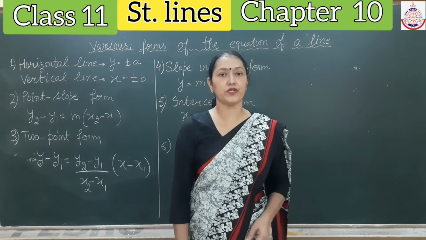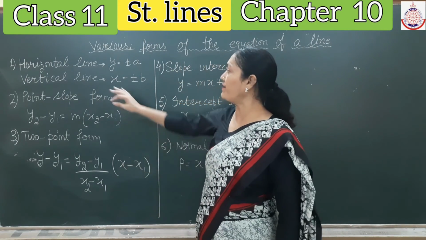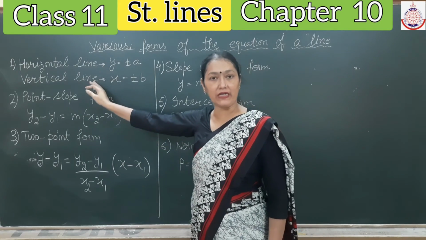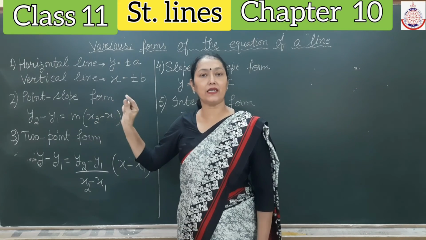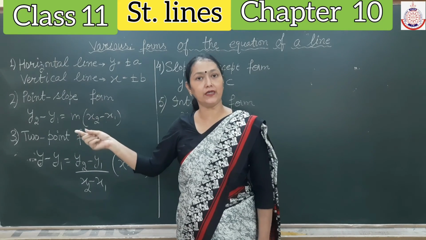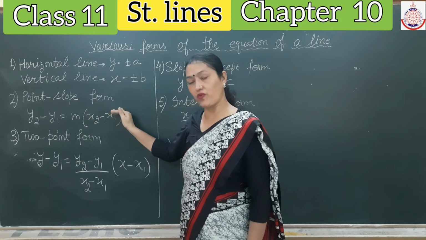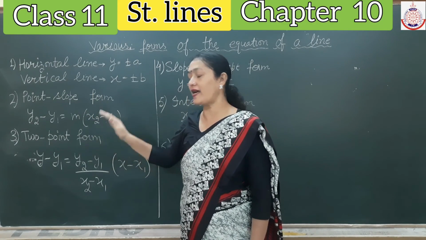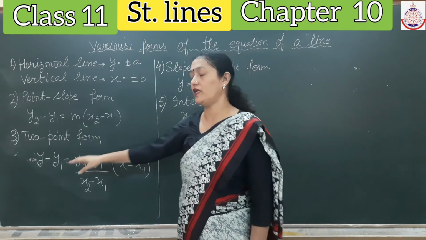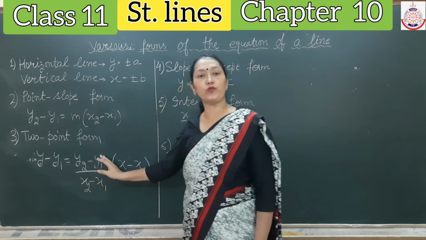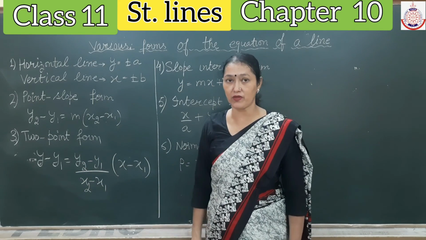How many equations of a line have we learned in this lecture? Let us recall. We have learned about horizontal line and vertical line. We have learned about point slope form, which means if the point from which the line is passing and the slope of the line are given, then we can use this formula. In case the line is passing through two given points, then the two-point form, y minus y1 equals y2 minus y1 upon x2 minus x1 into x minus x1, can be used.